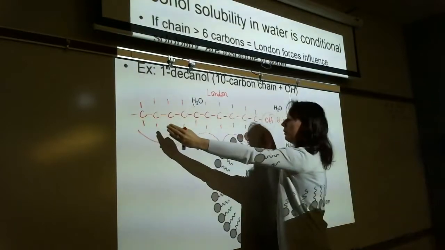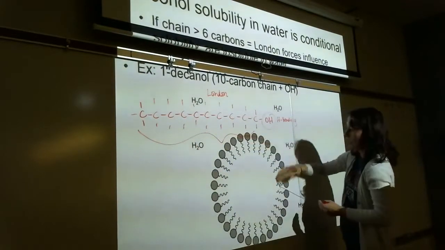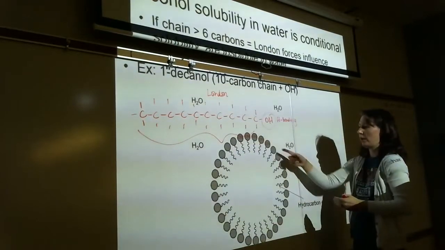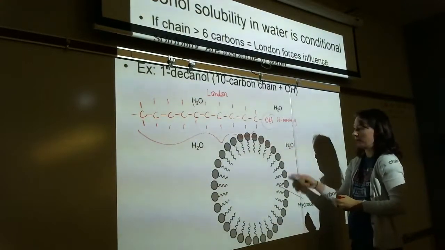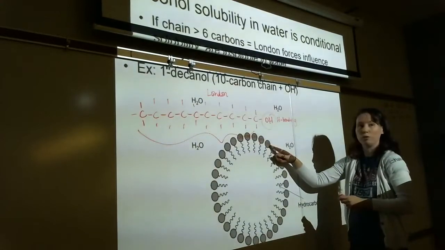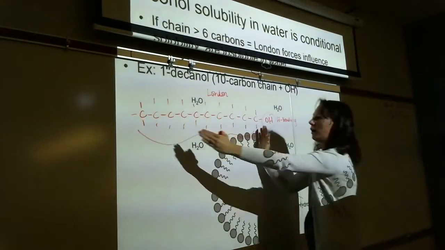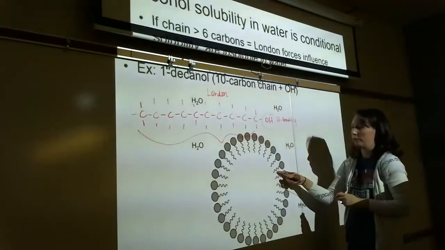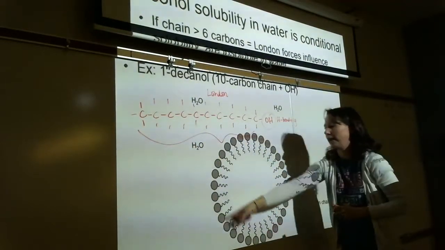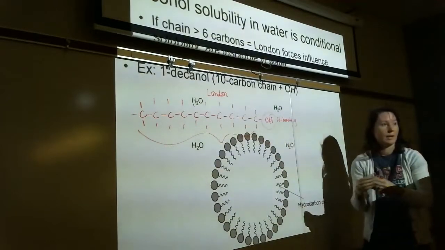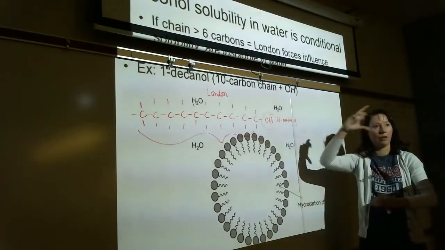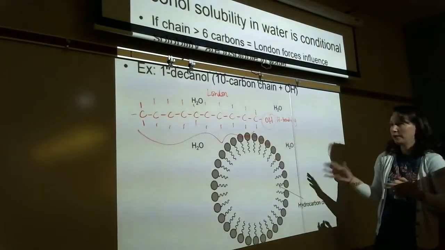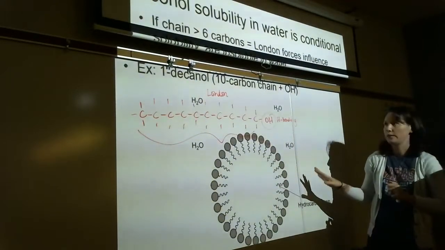The nonpolar components are all facing in, and the OH part's sticking out. The OH is happy to be in the presence of water. We say that it is hydrophilic. And this part is the hydrophobic part, all on the inside. So you have all the nonpolar facing in, all the polar facing out. Eventually, if you let that sit, it'll separate out in layers, with all the nonpolar in one place and all the polar in the other. Does this make sense?